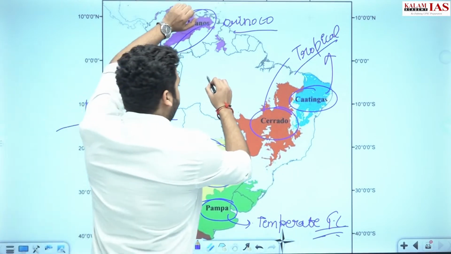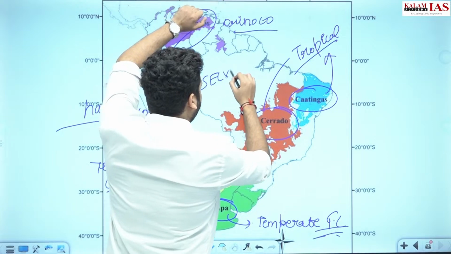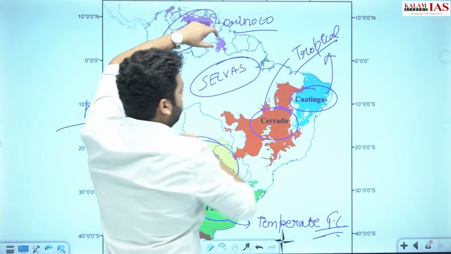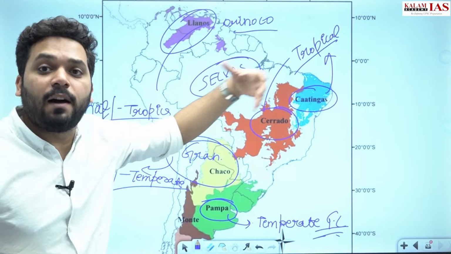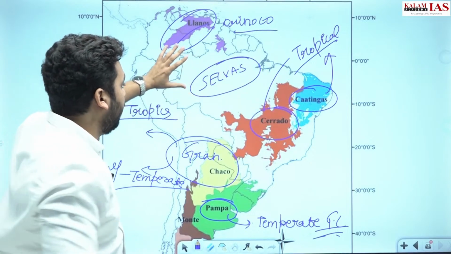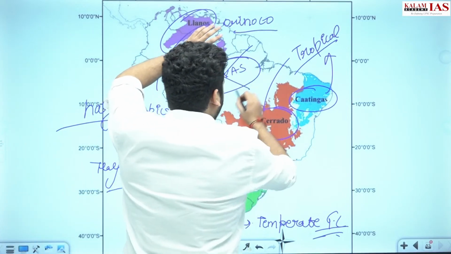Llanos, Selvas, what are they? Selvas are the Amazon forest, the rain forest which the Amazon drains, they are called Selvas. Selvas of South America should not be confused with tropical grasslands.